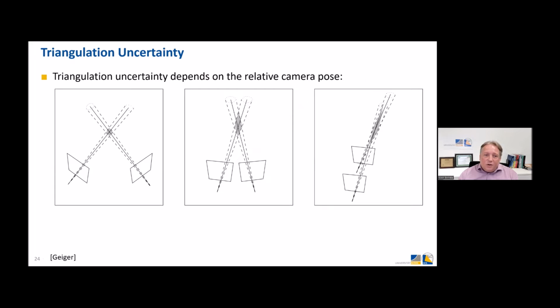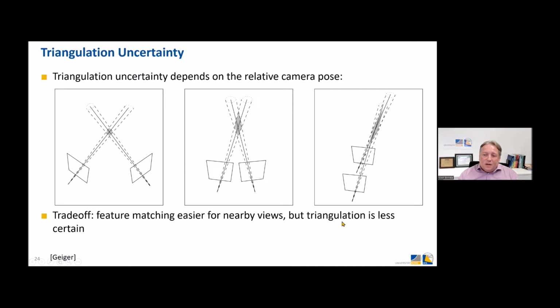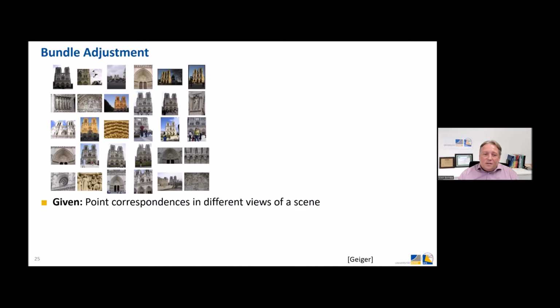This triangulation works well if we see the same point from quite different perspectives, but there is more and more uncertainty if the perspectives of the cameras are similar. But on the other hand, if we have similar perspectives, then it's easier to establish these correspondences, for example, because there is less occlusion and less viewpoint variation.